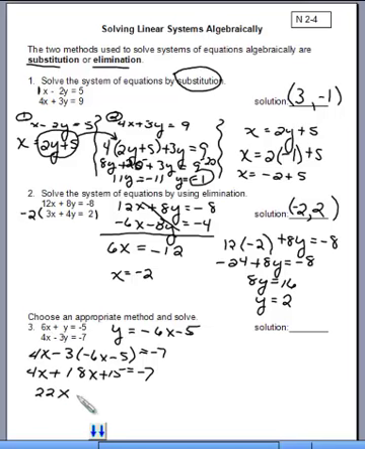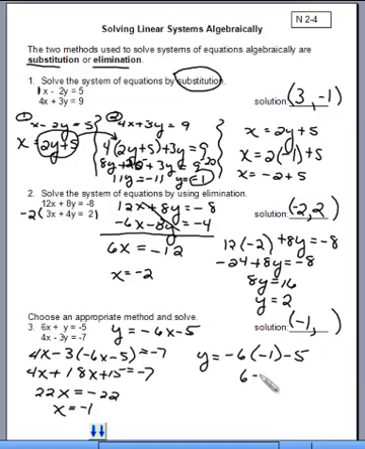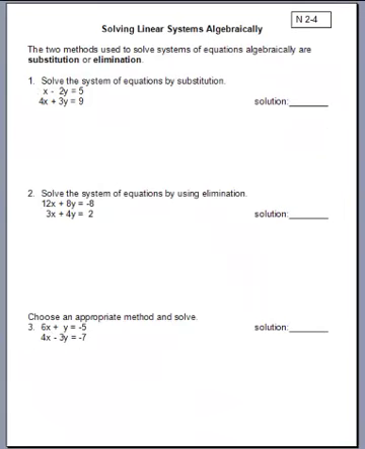22x, subtract the 15 across, so that equals negative 22. So again, we have x, this time x equals negative 1. So negative 1 goes there. Then we plug it back in up here. We have y equals negative 6 times negative 1 minus 5, or positive 6 minus 5, or y equals 1. Okay? So I chose, again, substitution because I had one of these with a coefficient of 1. So let's move to the next page of our notes.